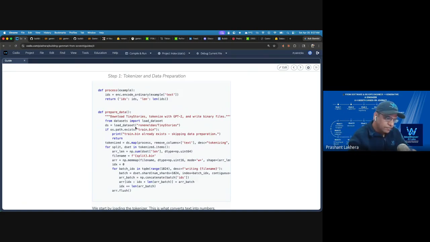So far, so good. We have not done anything. What we have done is we converted the text into token ID and we just downloaded this data set. That's it.